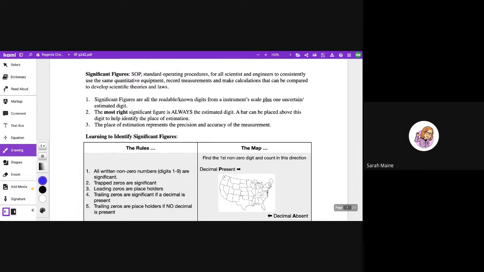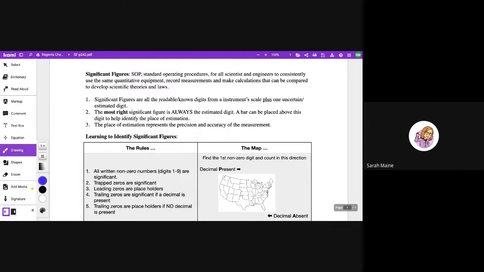So, significant figures are defined as all of the readable or known digits on an instrument scale plus one uncertain or estimated digit. So, the most right significant figure is always the estimated digit, and we can place a bar above that digit to represent that it's estimated or uncertain. And the place of estimation, whether it's in the tens, the ones, the tenths, the hundreds, the thousands, represents the precision and accuracy of the measurement.